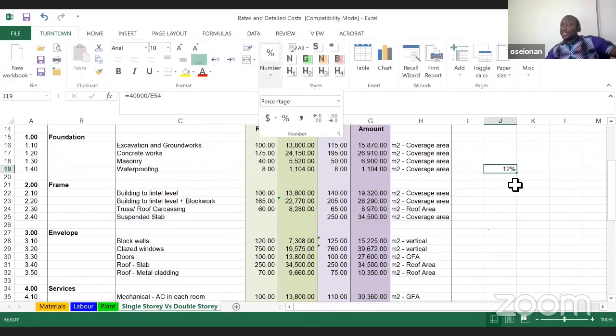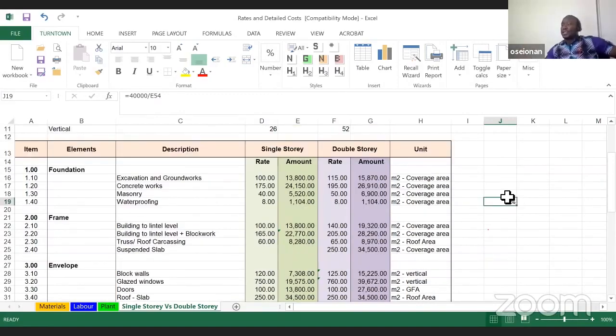So as much as possible, spend as much as you can on the foundation, according to what the structural engineer has told you to do. Because if the foundation fails, that is it.